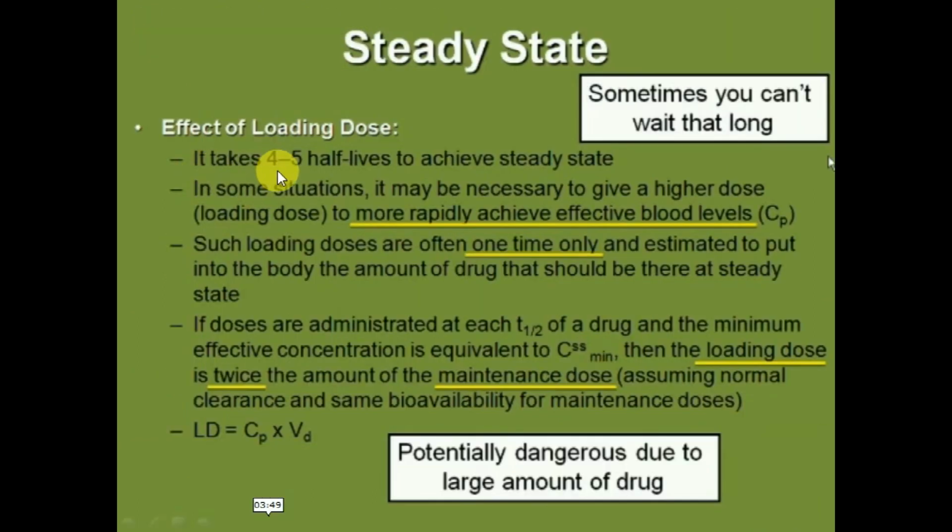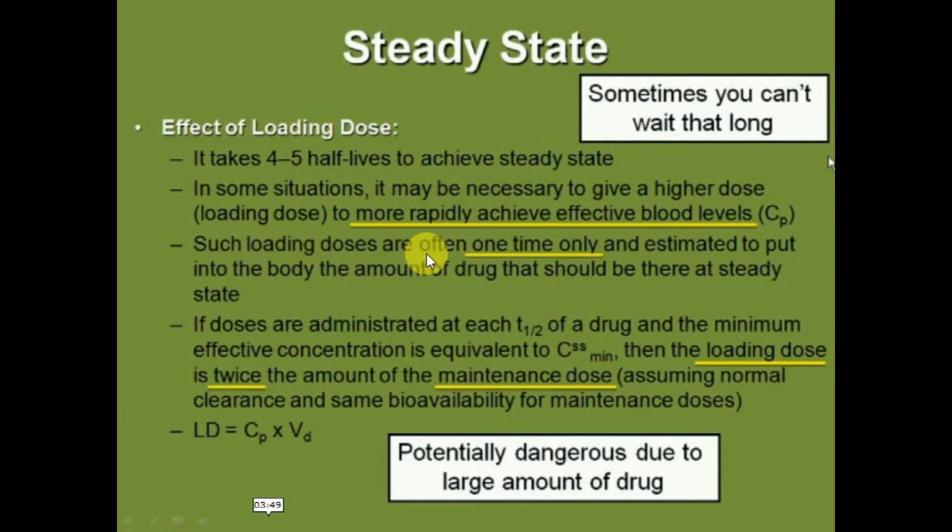It takes 4 to 5 half-lives to achieve steady state, but sometimes you cannot wait that long, so you need to achieve steady state more immediately. In some situations, it may be necessary to give a higher dose, loading dose, to more rapidly achieve effective blood levels. To achieve more rapidly the steady state, that dose is called loading dose.